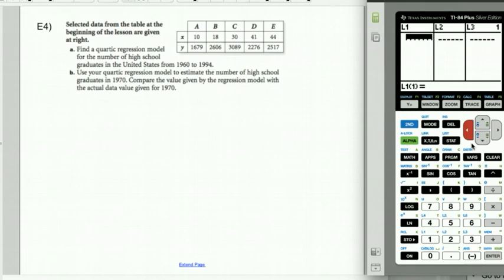All right, so when I put in my x values, I'm just going to go ahead and put them in order. So I have a 10 and an 18 and a 30 and a 41 and a 44. And we'll go back and double check that these are right when we're done.